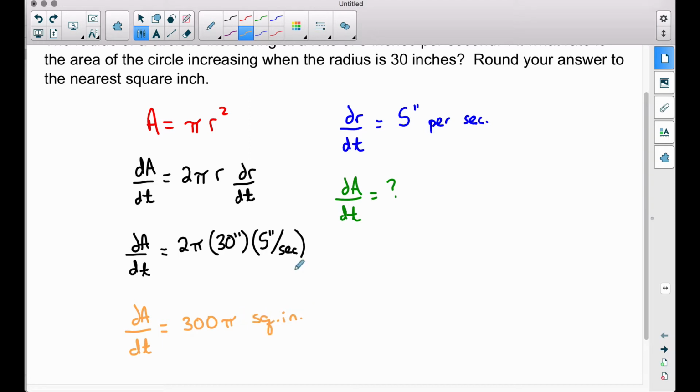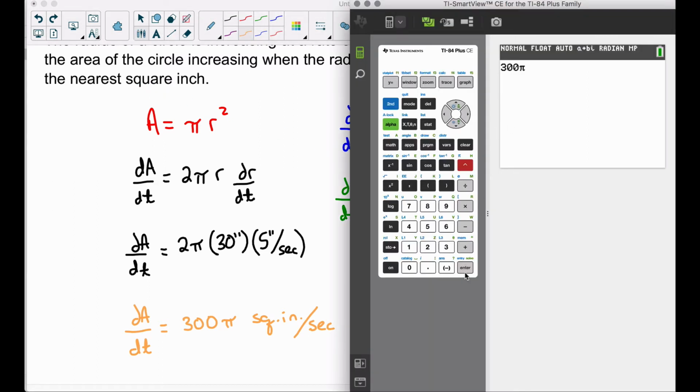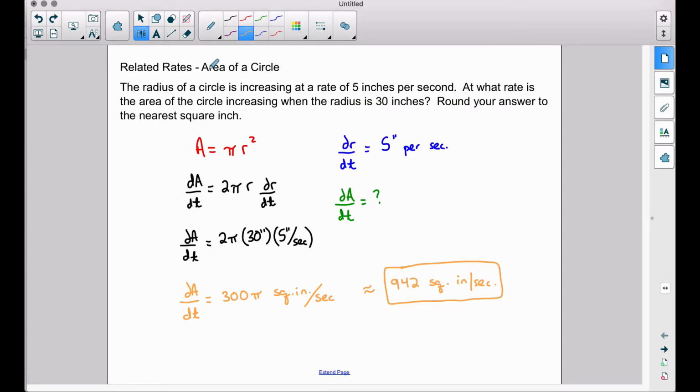Now notice what I have there. I'm taking inches times inches, therefore we have square inches per second. If you look at your units here, square inches, since we had inches times inches, per second, this is a rate of change of area. Square inches per second is our dA dt. Let's go ahead and round this off to the nearest square inch. Taking 300 times pi, we have around 942 square inches per second. And there you have it, an example of related rates that deals with the area of a circle.